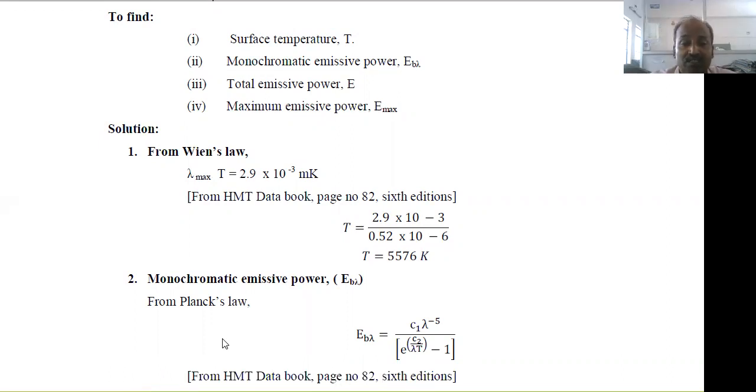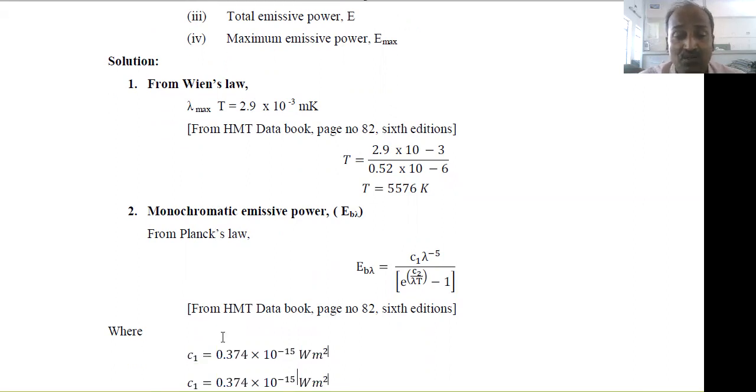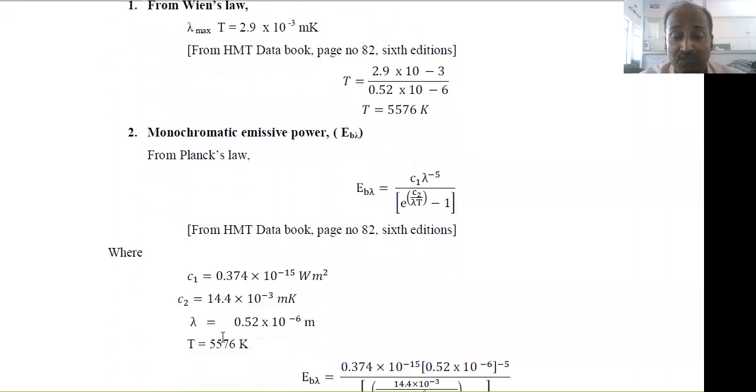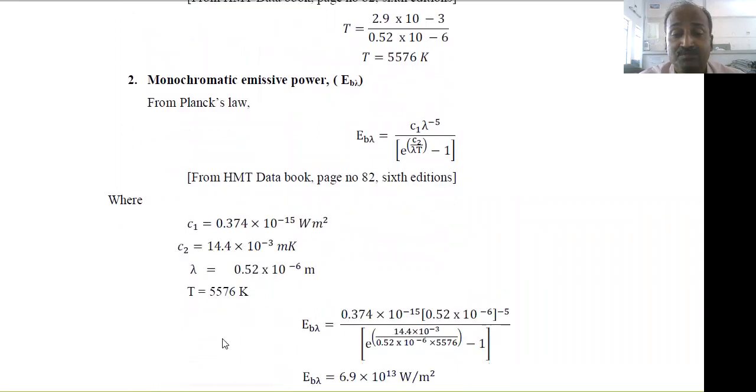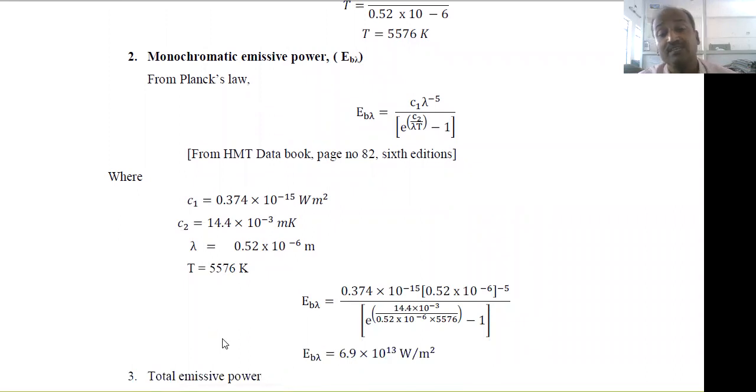So this equation, Planck's law, is available in the data book. C1 and C2, two constants, are there, and their values are available in the data book. Lambda is given in the problem, and temperature we have already calculated with the help of Wien's law. After substituting these values, we will get the monochromatic emissive power as 6.9 into 10 raised to 13 watt per meter square.